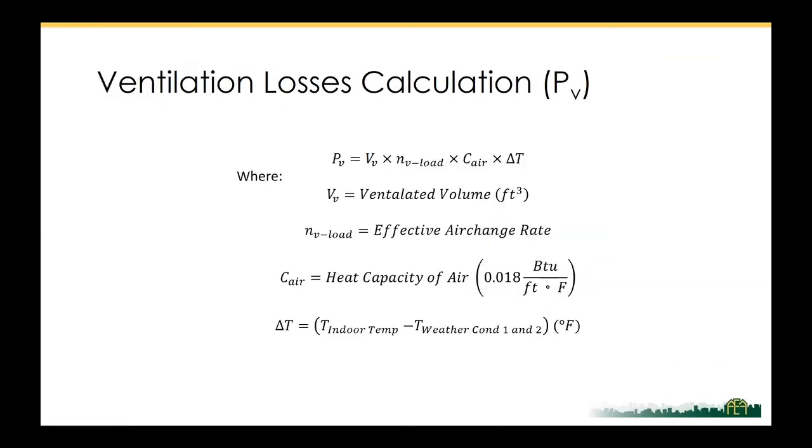So ventilation losses calculations, you want to take your ventilated volume times your effective air change rate times the heat capacity of air times the indoor temperature minus the temperature for weather condition 1 and 2. And so again, you have to do this for both weather conditions. The ventilated volume is basically the volume of your unit. In Passive House, sometimes you take out furniture or unconditioned spaces. In this case, we assumed that the ventilated volume was the volume of the unit.